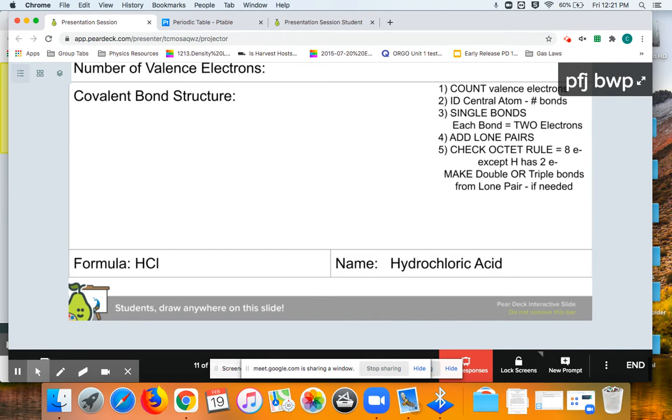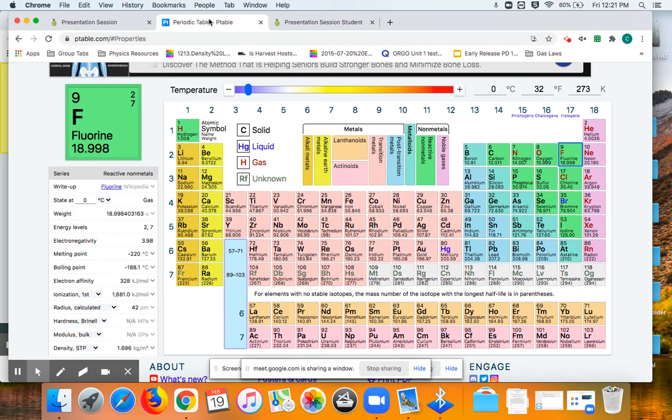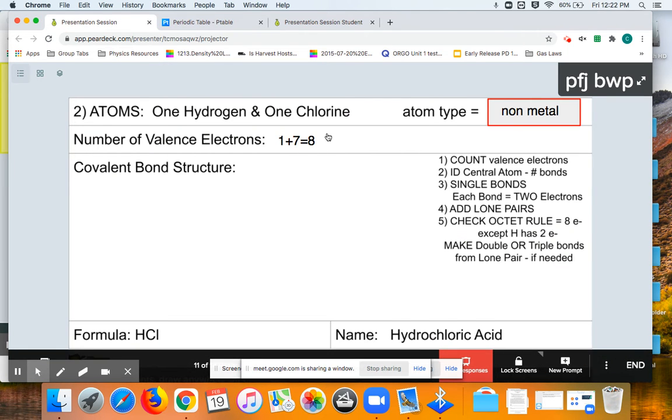That's great. Okay, so then the next thing that we're wanting to do is step number 1, which is count the valence electrons. So we have 1 hydrogen and 1 chlorine. Hydrogen is in the first column on this periodic table. So if I look, I find it, first column, so there's 1. Chlorine is in the 7th column, so there's 7. This person, awesome. 1 plus 7 gives me 8.